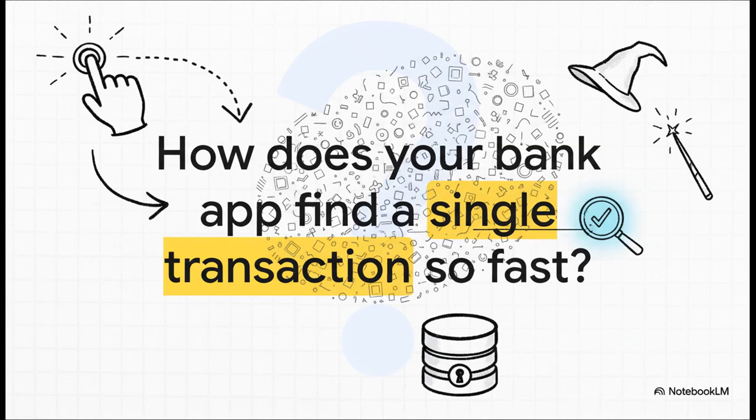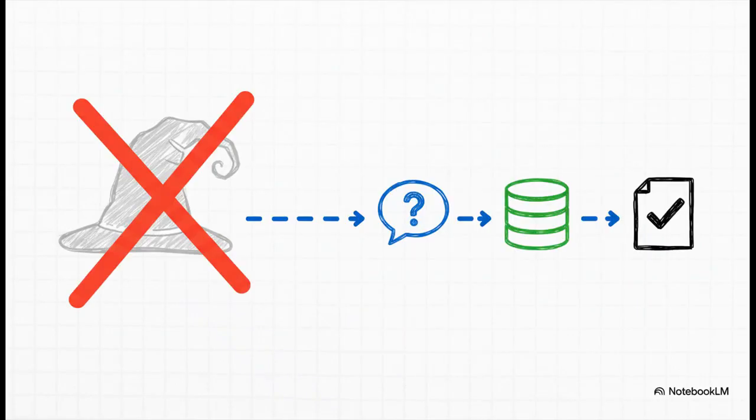You tap a button on your phone and poof, in the blink of an eye, one single transaction from like 5 years ago is pulled from a sea of millions. How on earth does that happen? Is it some kind of digital wizardry? Well, the answer isn't magic, but it's actually way more elegant.